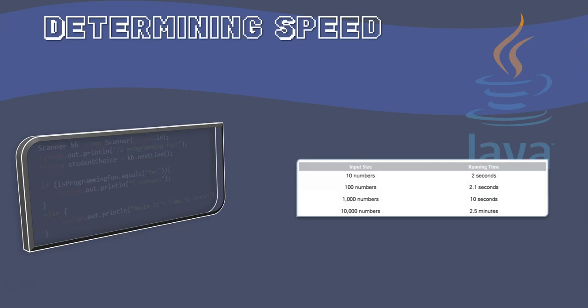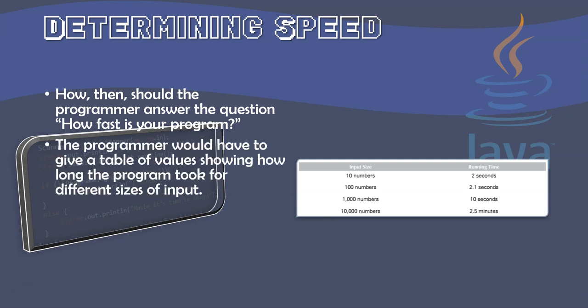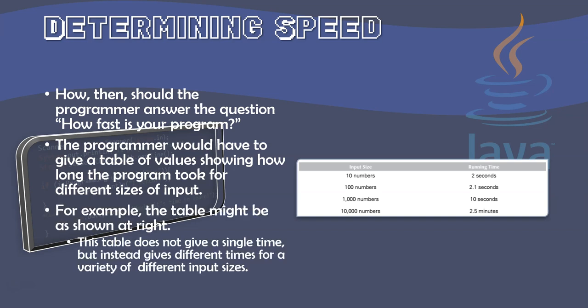When we start determining speed, one thing you'll notice in this table is that as we sort these number sets, the number of seconds keeps climbing higher and higher, especially as the quantity of numbers to sort gets larger by a factor of 10. So if we ask our programmer again, how fast is your program? Well, this table of values might be a good way to show how long the program takes based upon the size of the values you're trying to have it process.